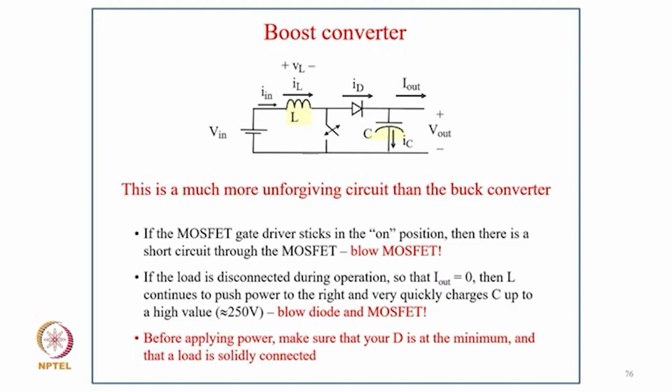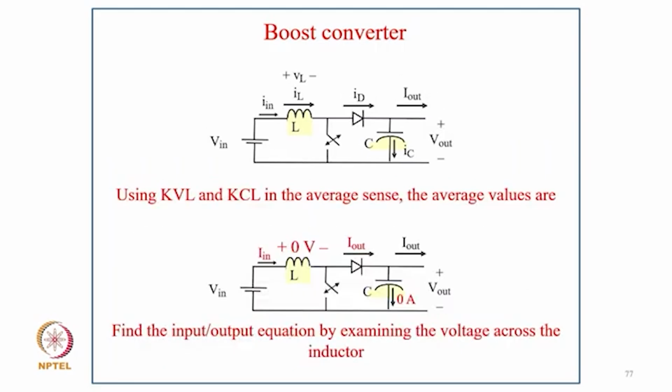If the MOSFET gate driver is stuck in the on position, then there is a short circuit through the MOSFET. And if the load is disconnected, so I out equals 0, then the inductor continues to push power, very quickly charges C up to a high value and blows the diode. So before applying power, make sure that your D is at minimum and the load is solidly connected. These are the precautions. Using KVL and KCL in the average sense, the average inductor voltage is 0 and the average capacitor current is 0. That is what we normally consider in ideal conditions.